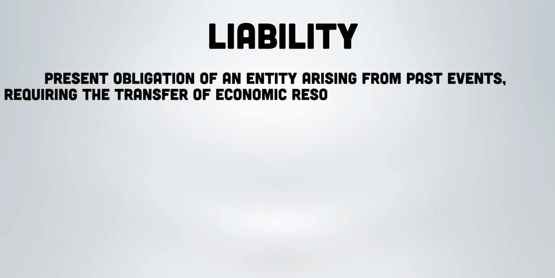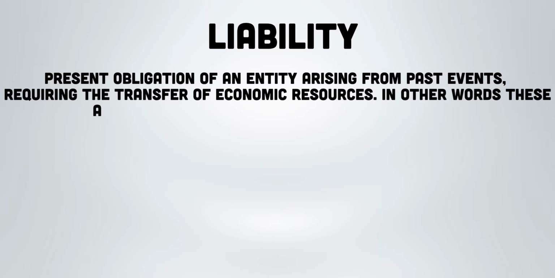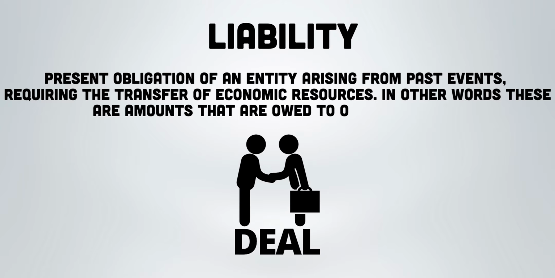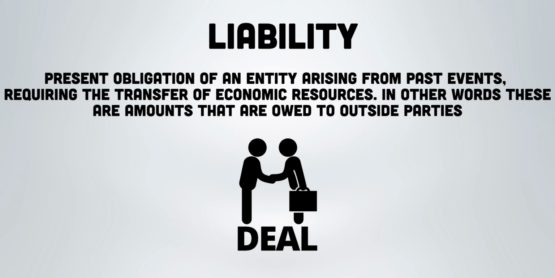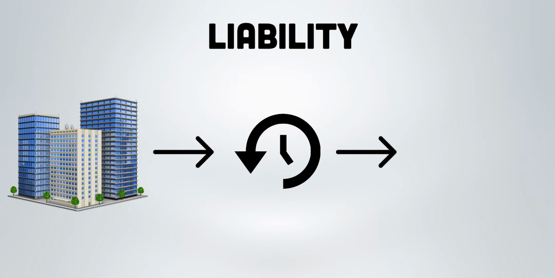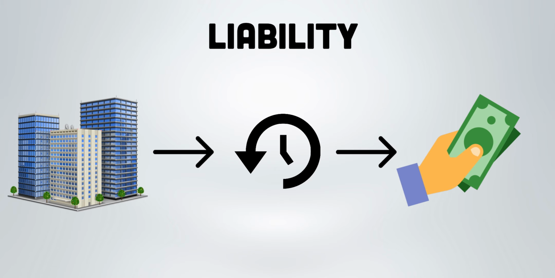Next is a liability. A liability is defined as a present obligation of an entity arising from past events, requiring the transfer of economic resources. In other words, these are amounts that are owed to outside parties. So if I put this definition in simple terms, it is where a business or person owes because of past actions. It means they have to pay money or give something valuable to someone else in the future.